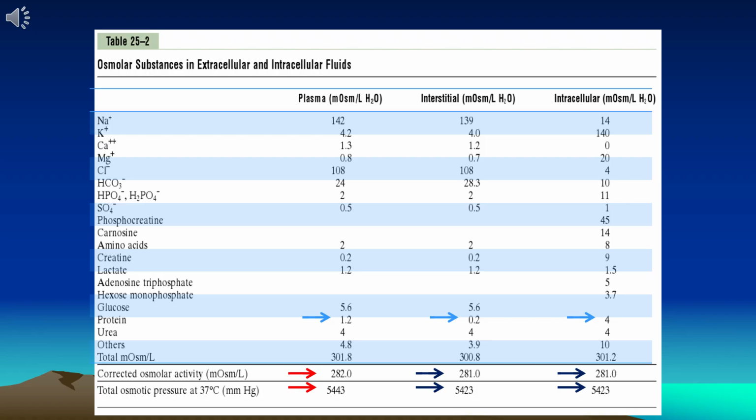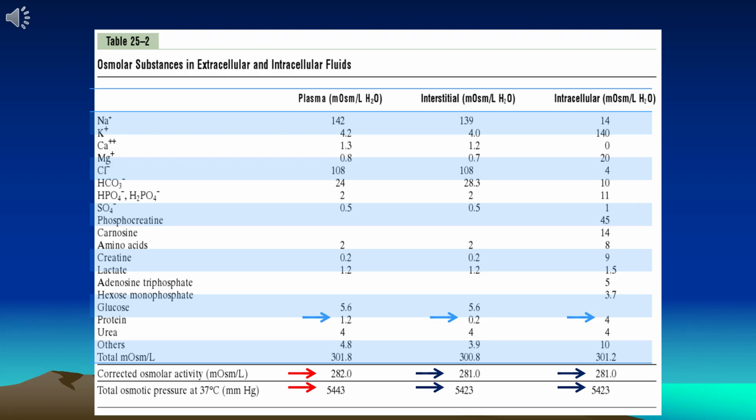The intracellular fluid has very little sodium, but a high concentration of potassium, along with other organic phosphate molecules like phosphocreatine and adenosine triphosphate. This stark difference, sodium outside, potassium inside, is maintained by the energy-consuming sodium-potassium pump in every cell membrane, and it's essential for nerve impulses and muscle function.